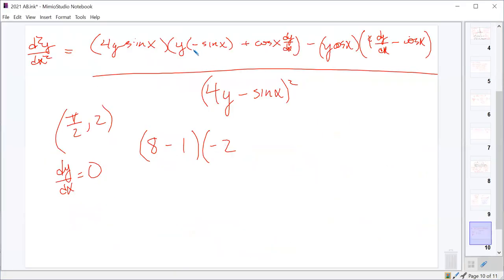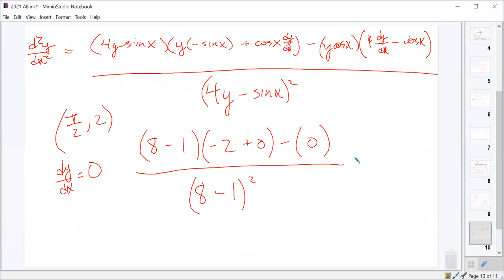Okay. All right, sorry, so what do we have? We had negative 2, that was our negative y sine x. Plus, and then that just becomes 0 because the dy dx is 0, right? And then minus y times the cosine of pi over 2. Well, what's the cosine of pi over 2? 0. So this whole term is 0 times something, so that's just going to be 0. And we can divide that by our 4y, which is 8, minus our sine of pi over 2, which is 1, squared. And so what do we end up with?